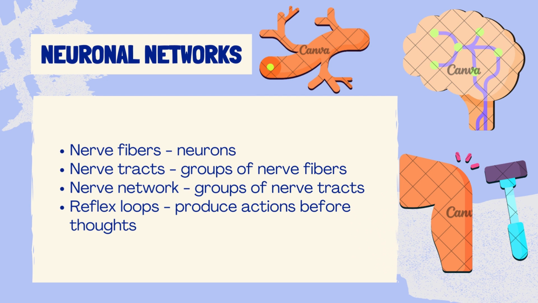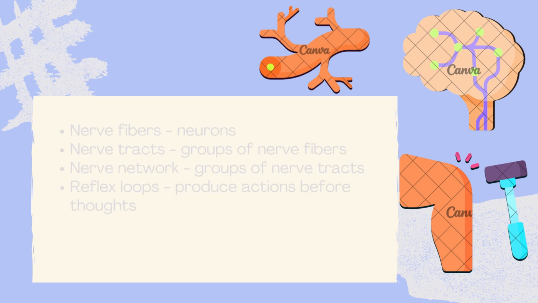Neuronal networks. There are three or four parts to this neuronal network system. Nerve fibers are neurons. Nerve tracts are groups of nerve fibers. Nerve networks are groups of nerve tracts, as you can see in the top right corner. And reflex loops are basically reflexes. For example, you get a hammer and smack the knee. There is a reflex that lets the bottom of the leg go forward and the back of the leg go backward, which is a reflex, or a production of actions before thoughts.